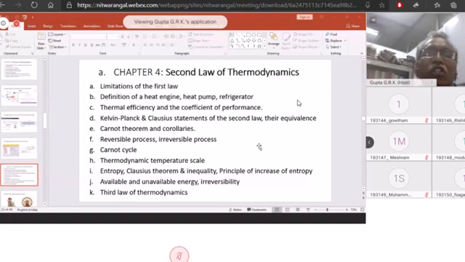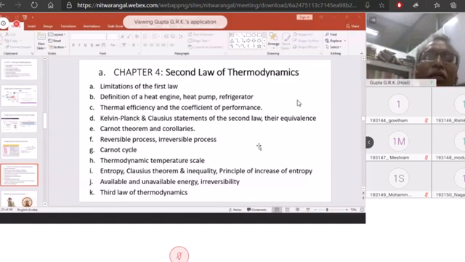and refrigerator like that. So we will define here what is efficiency, what is coefficient of performance of heat pump and refrigerator, and how they are related. So these things we study. And then thermal efficiency and coefficient of performance. Then we see the second law statements.